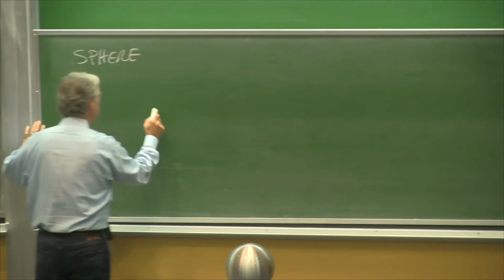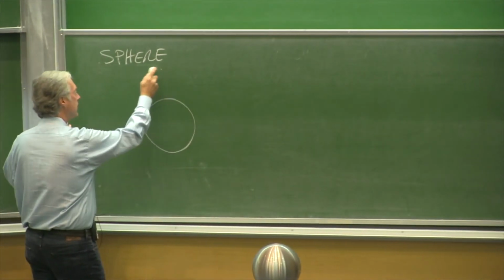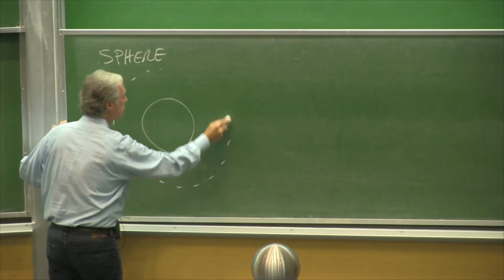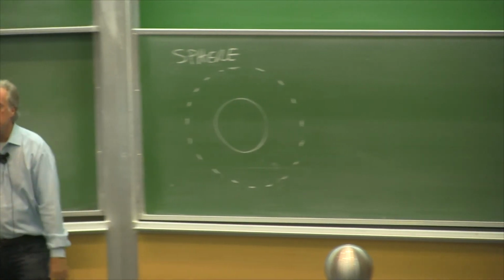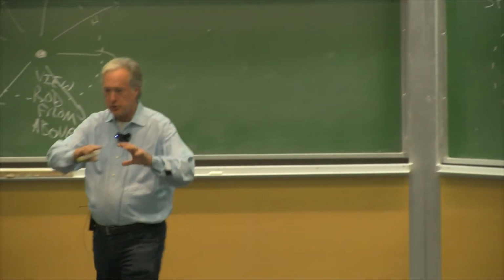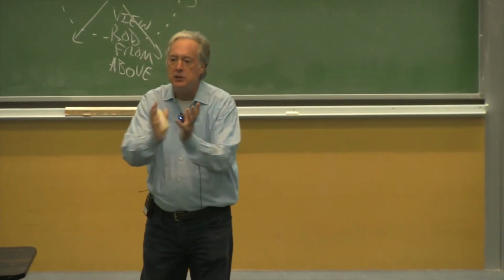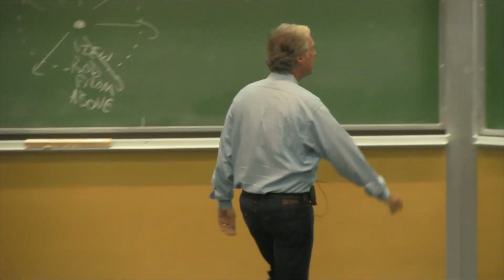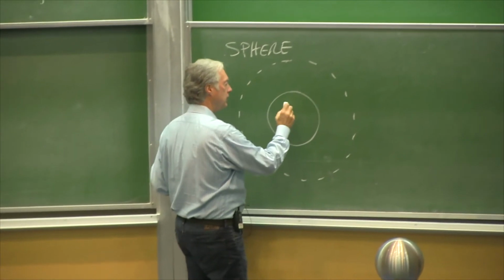The sphere, okay. Now I want to make a surface around the sphere. And I'm drawing on a two-dimensional board, so I want you to imagine that it's a three-dimensional surface. There's a sphere of charge plus Q. Charged sphere.